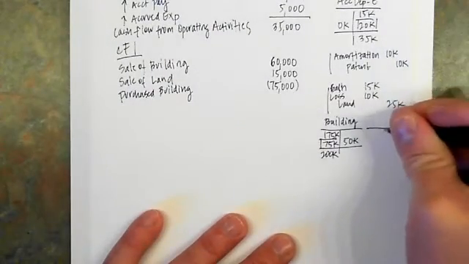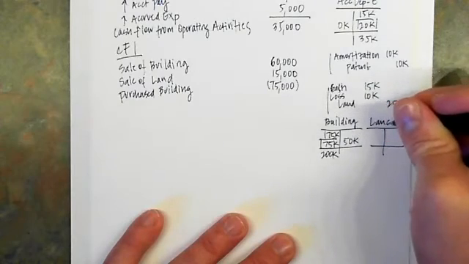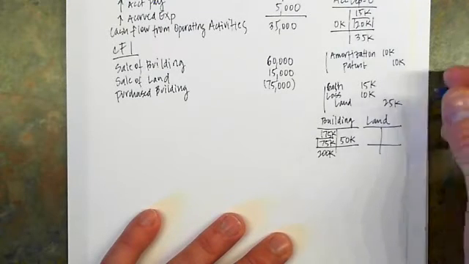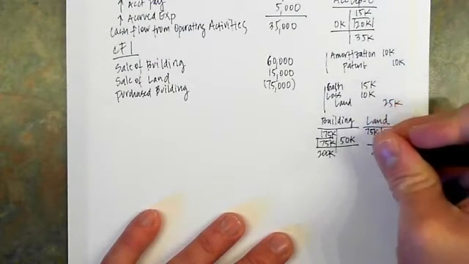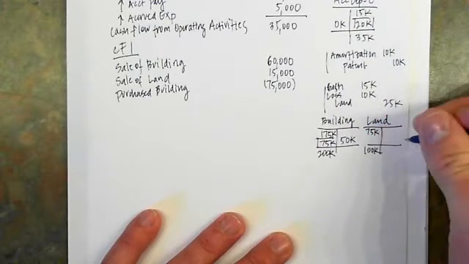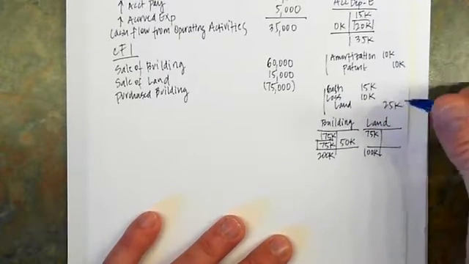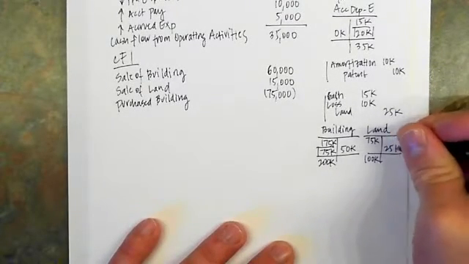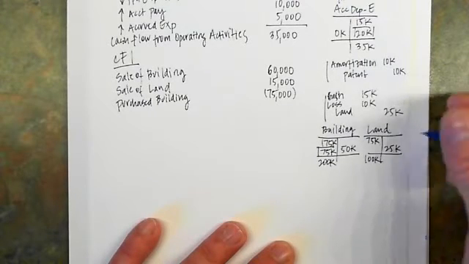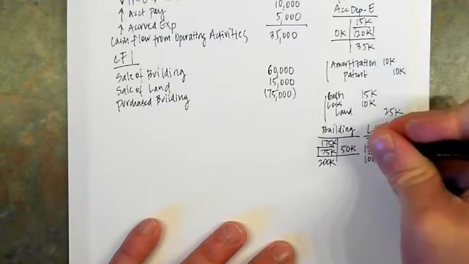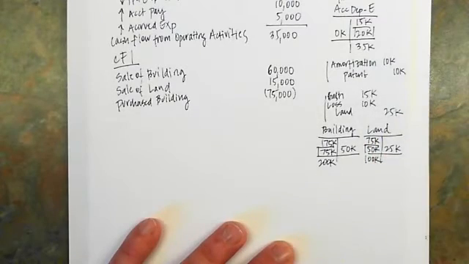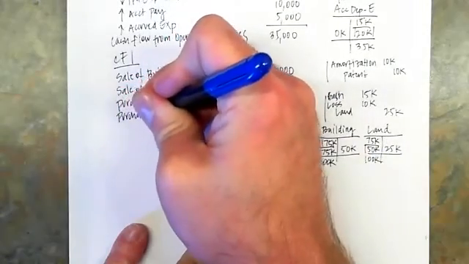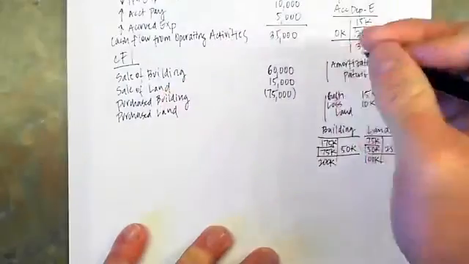Do the same thing with land. My land account started with a historical cost of $75,000, went up to a historical cost of $100,000, but I sold land with a historical cost of $25,000. So then I must have had $50,000 of purchase with land. So that purchase of land is a cash outflow of $50,000.